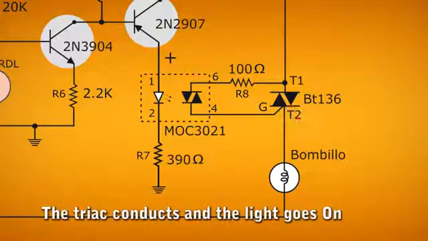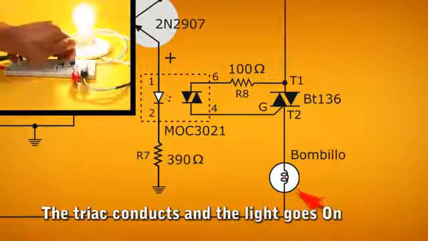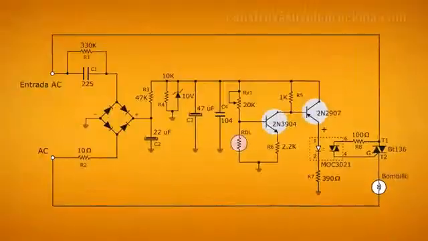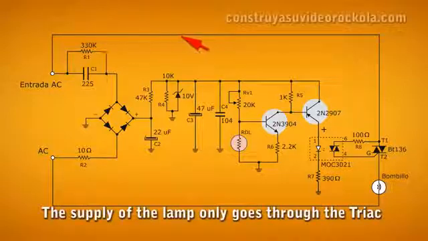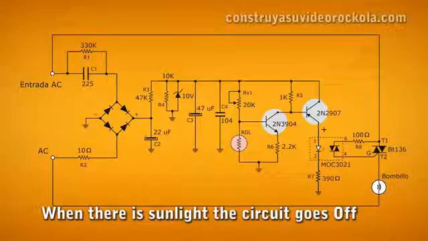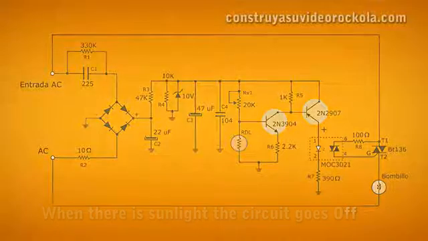The triac conducts current from the public network between its terminals T1 and T2, and as the bulb is in series, it turns on. When the LDR receives light again, its impedance is low and negatively biases the 2N3904 transistor base. Since the transistor is NPN, it is non-conductive, and therefore so is the other transistor. The optocoupler and triac do not conduct, and so they turn off the bulb.